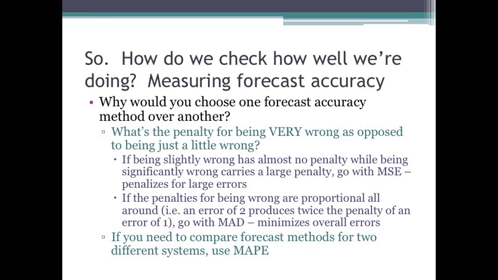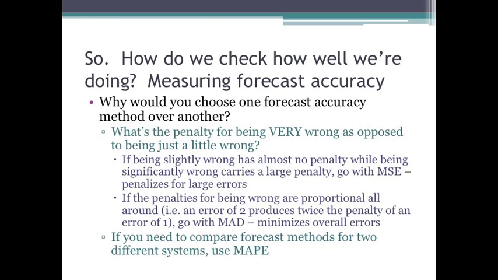For instance, suppose the penalty for being wrong is a lost sale. In other words, if we're off by 4 in our forecast, then we lose 4 sales. If we're off by 2, we lose 2 sales. So that's a linear relationship, right? That's a proportional relationship. In that case, we would want mean absolute deviation because the penalty is proportional to the error. In other words, twice the amount of error means twice the penalty.